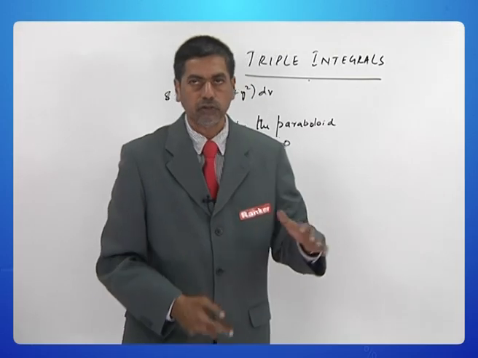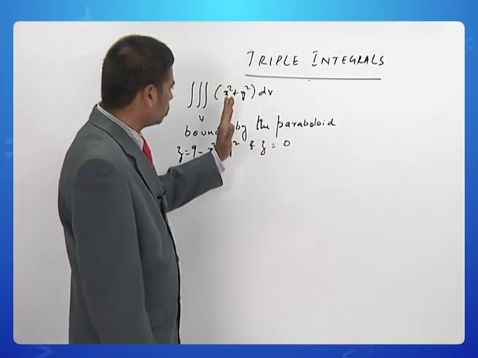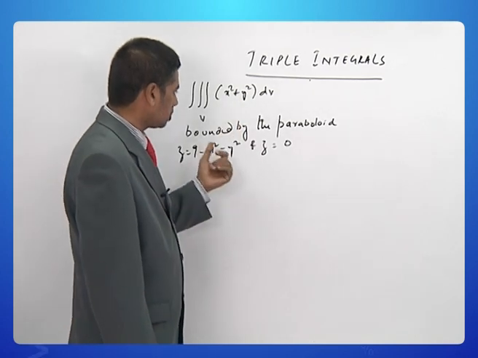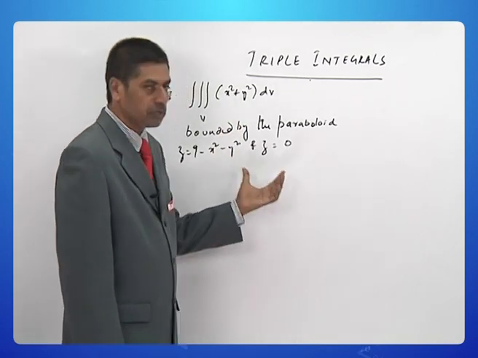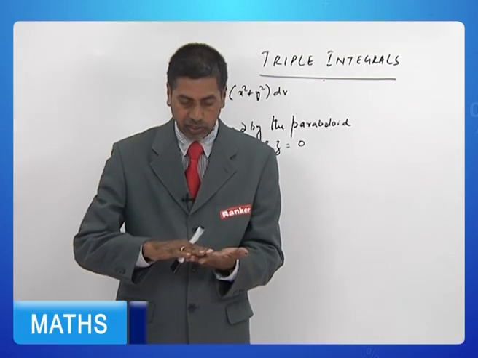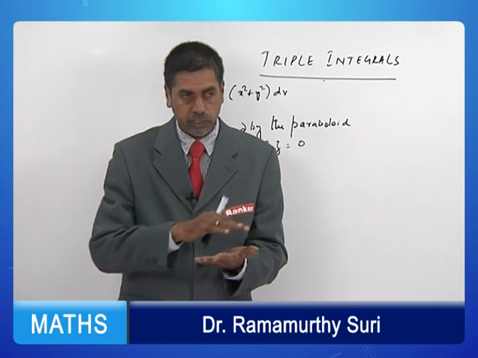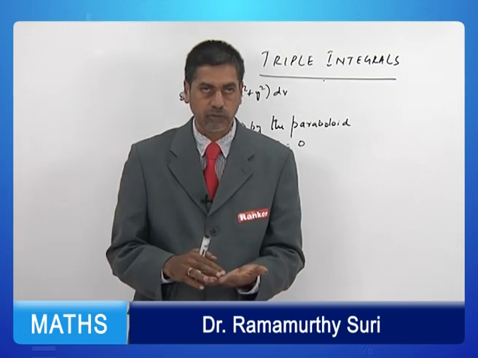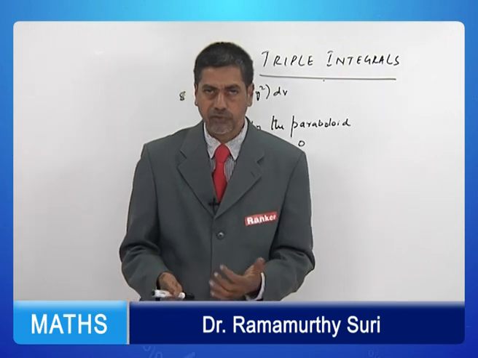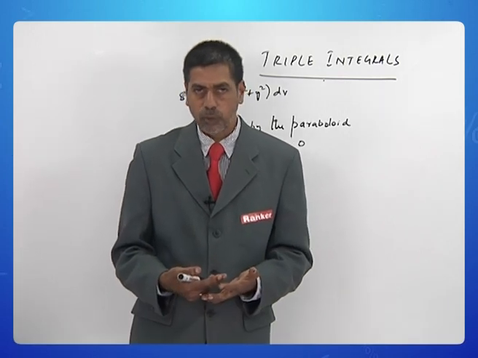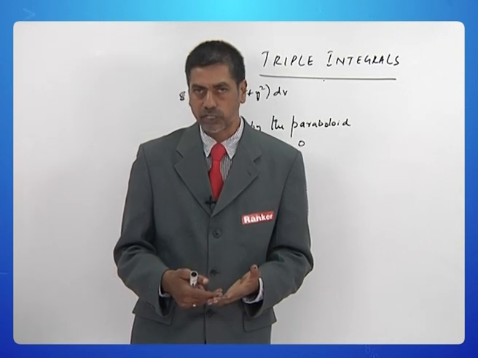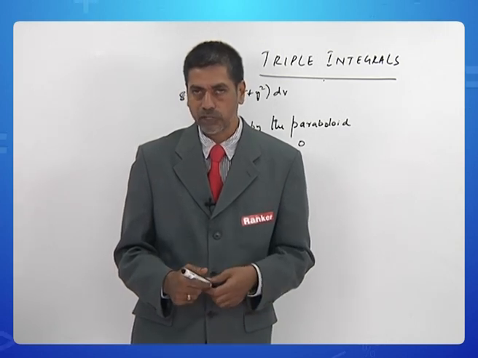In this question, we have to triple integrate x square plus y squared, and the solid is a little bit typical. It is bounded by the plane z is equal to 0, which is xy plane, and there is a paraboloid z is equal to 9 minus x square minus y squared. Now obviously this is not a case where we can use spherical polar coordinates, but if you can use cylindrical polar coordinates, the problem can be solved very quickly.